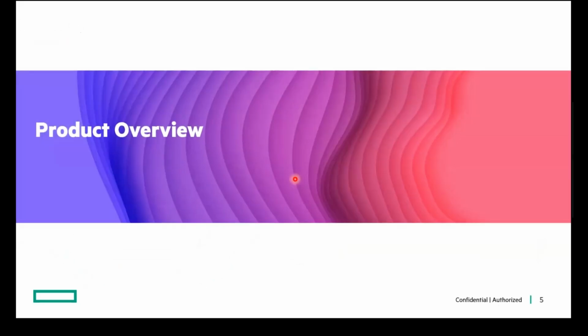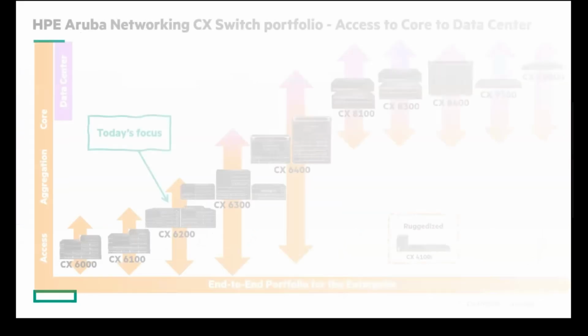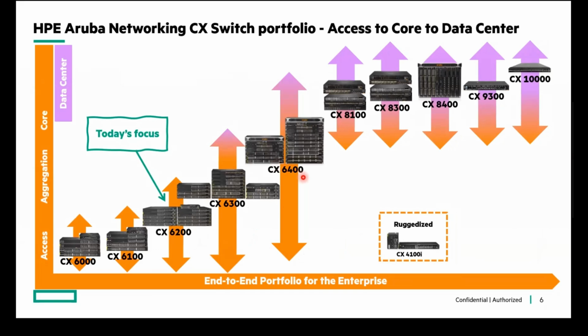So let me hand over to Ryan for the product overview, and Destiny will be following after Ryan. Over to you, Ryan. Thanks, Shobana, and welcome, folks, and thanks for joining the call today. My name is Rayan Fakhro, Global Product Marketing for Campus Switching.